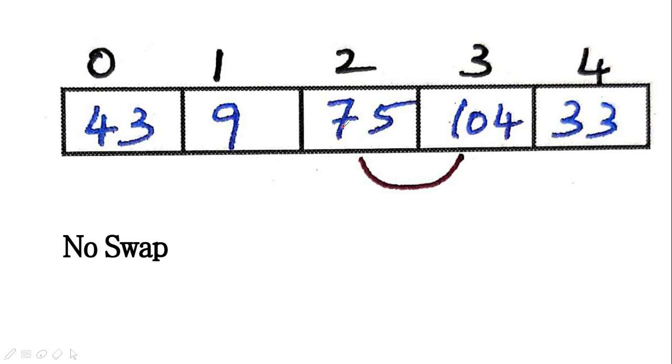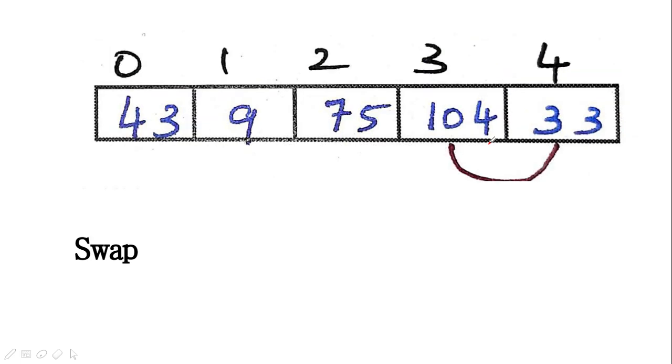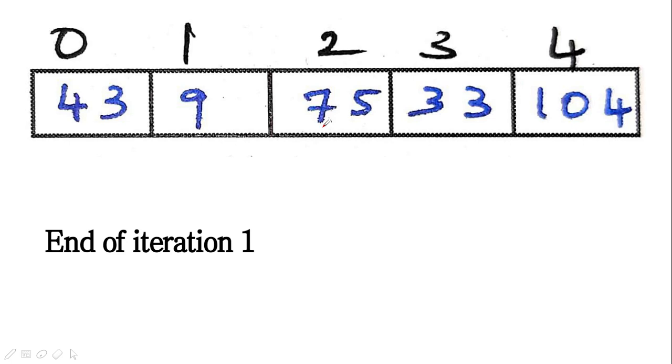Now I should compare the element at index 2 with the next one, at index 3. When you compare like this, 75 is less than 104. It is correct, so you just leave it. Then I have to compare the element at index 3 with index 4. When I compare like this, you find that it is violating: 104 is greater than 33, which is lying to the right. So you swap it. So this is one iteration. At the end of the first iteration, your elements look like this. This is one iteration of bubble sort.